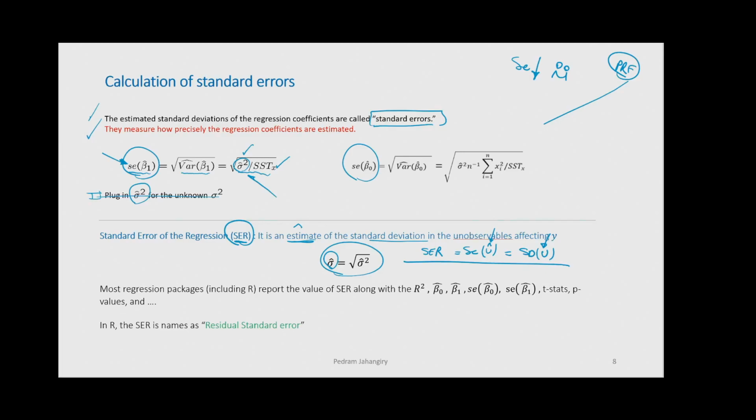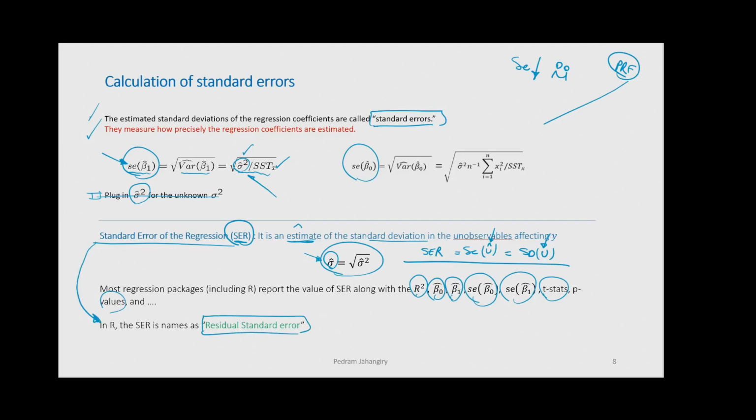All right, so again, conceptually it's clear, but calculation-wise, R is going to do it for us. Most of the statistical packages like R, Python, Stata, whatever, are going to calculate all these things and give you back a nice table with t-stats, p-values, and so on. However, in different packages, they may call it differently. I don't know why they are not consistent, but in R, it's not called standard error of regression. It's called residual standard error.